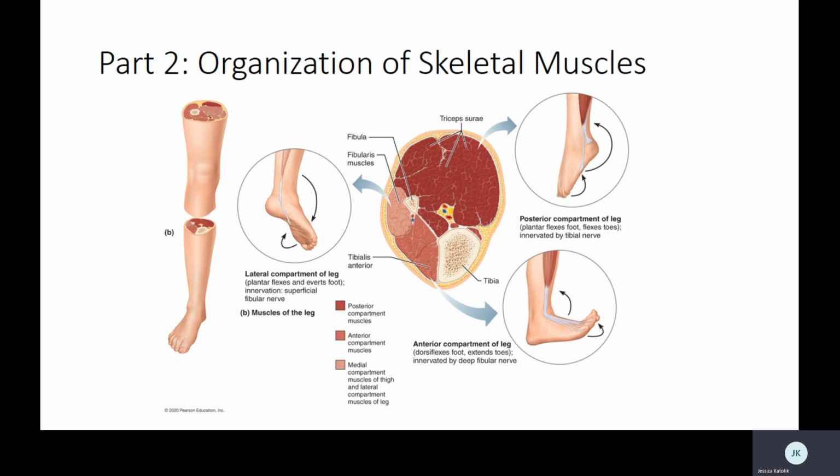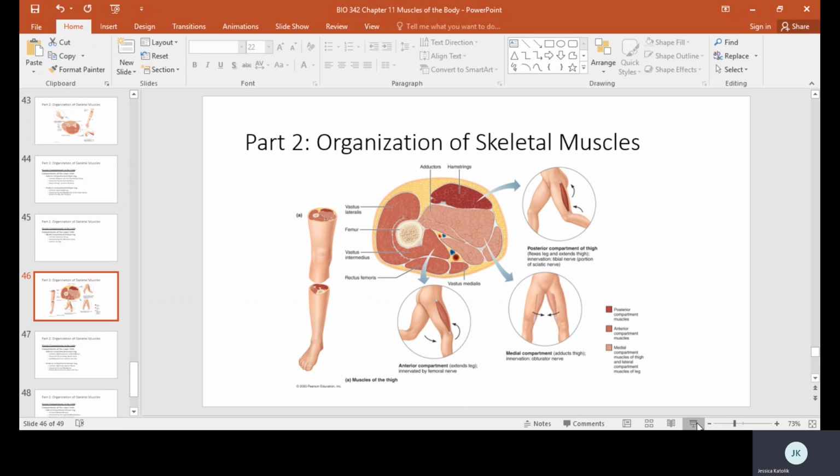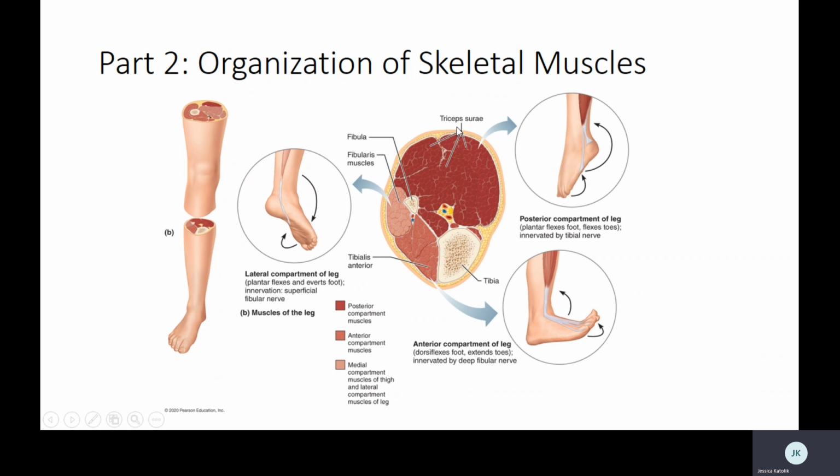Ooh, another complicated diagram, but let's break it down together. In this situation, we're going to be looking at the lower leg over here. And again, what we have done is we've taken a transverse cross section through the lower leg. Over here, we have the transverse cross section of the lower leg. And we're going to have three compartments here that are going to allow the lower leg to move the foot in a number of directions.